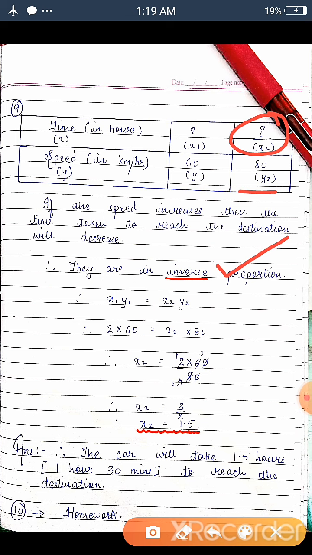So we apply the formula x1 y1 is equal to x2 y2. So after substitution of the values, you will get 2 into 60 is equal to x2 into 80. Again, this 80 is in multiplication. On the other side, when it goes, it comes in the denominator. So after cancellation, you will get the value of x2 as 3 by 2 or 1.5. 1.5 hours is nothing but 1 hour and 30 minutes. So the car will take 1.5 hours or 1 hour 30 minutes to reach the destination.